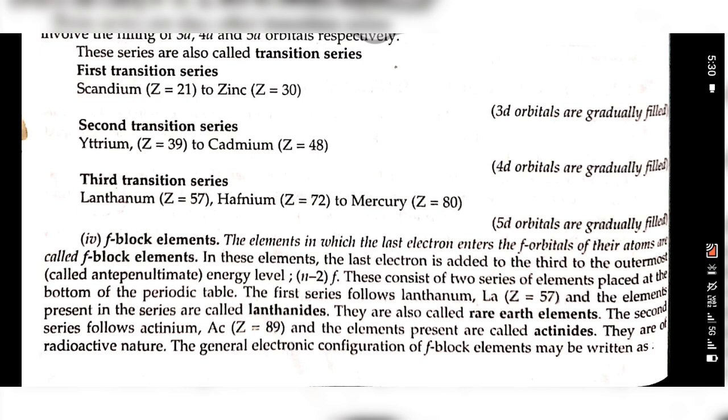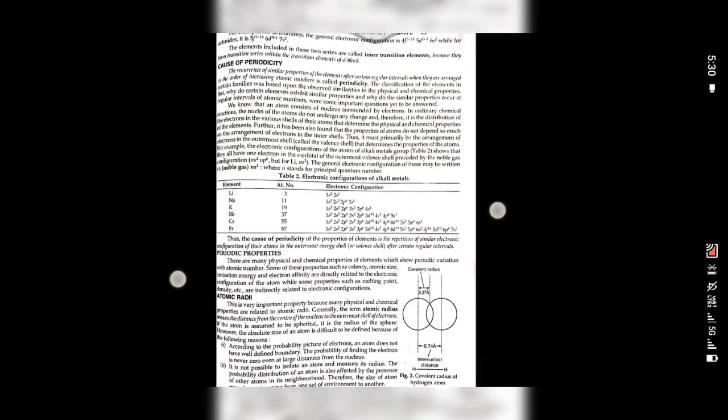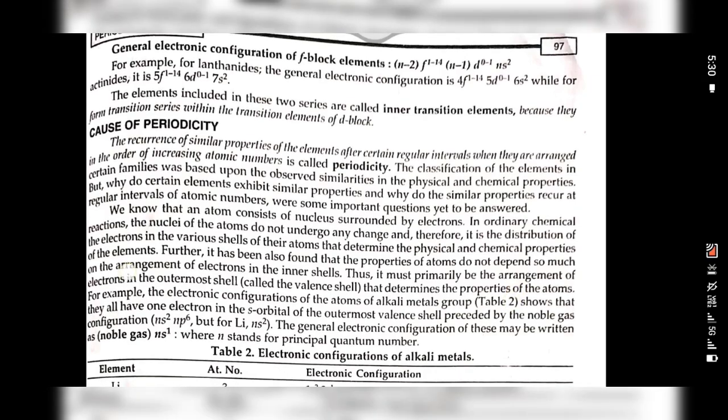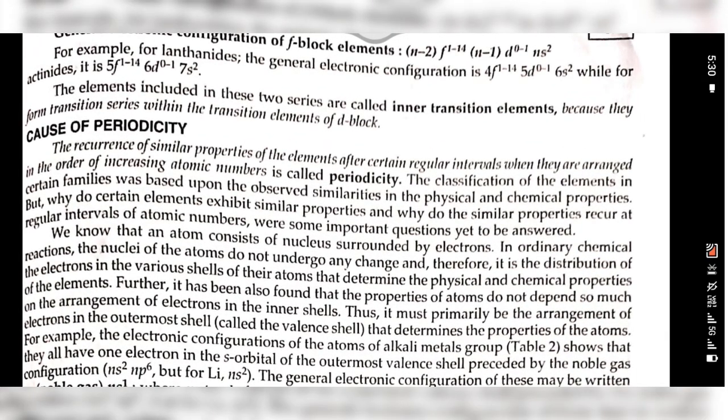The elements present in this series are known as lanthanides. They are also called rare earth metals elements. The second series follows actinium and the elements present are known as actinoids. They are of radioactive nature. The general electronic configuration of f block elements may be written as (n-2)f1 to 14 (n-1)d0 to 1 ns2. For example, for lanthanoids, the general electron configuration is 4f1 to 14 5d0 to 1 6s2, while for actinoids it is 5f1 to 14 6d0 to 1 7s2.